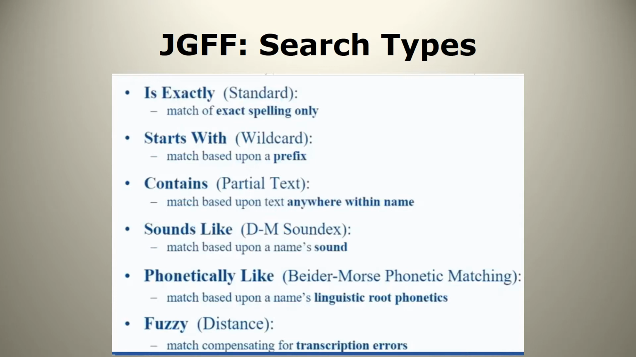And we've come up with also some new ones. Fuzzy. We understand what you're liable to do as a transcription error, and the fuzzy search types enable us to try and help you find the surname or the town. Okay, let's take an example.